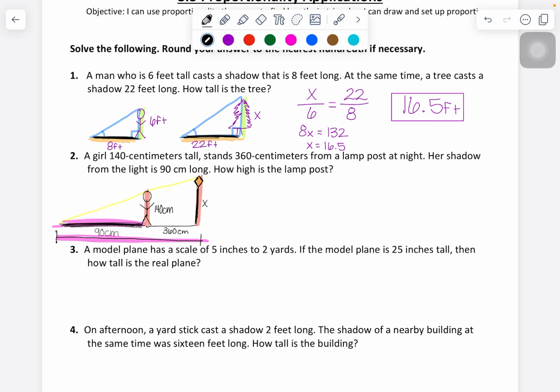I need this length. 90 plus 360 is 450. And then I make my proportion. X over 140 equal to, so X came from the big triangle, which means 450 goes on top, over 90. Y'all know how to solve. I'm just going to straight up tell you, it is 700, and we're measuring in centimeters.